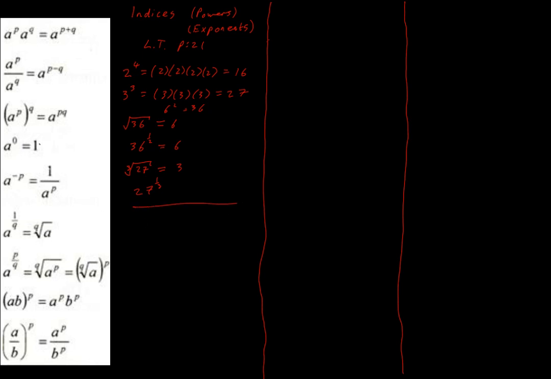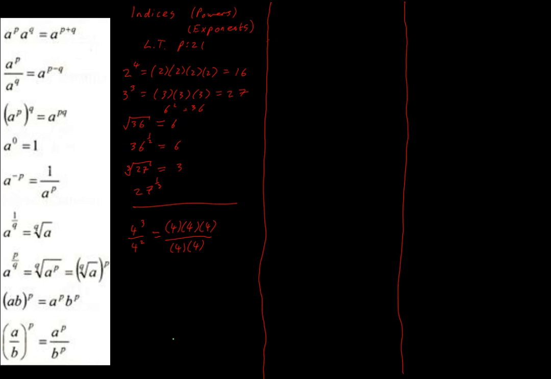What I want to talk about next is some of these relational rules for powers. So if I have something like 4 to the power of 3 all over 4 to the power of 2, if I wrote that out the long way, I'd have 4 by 4 by 4 all over 4 by 4.